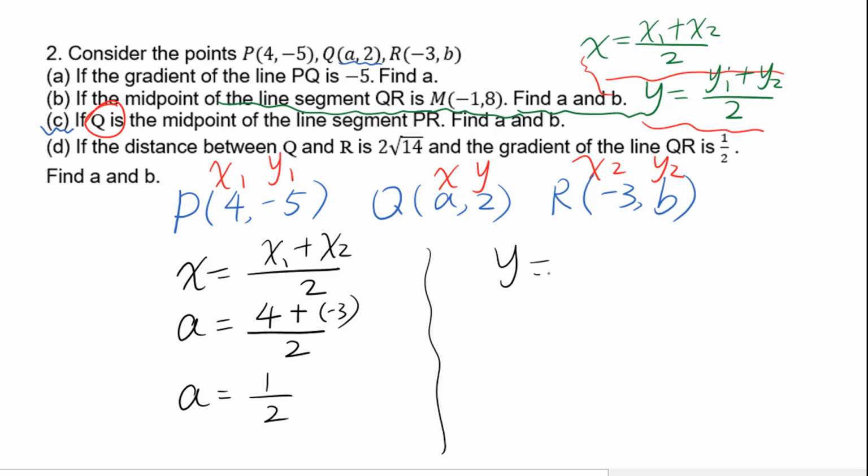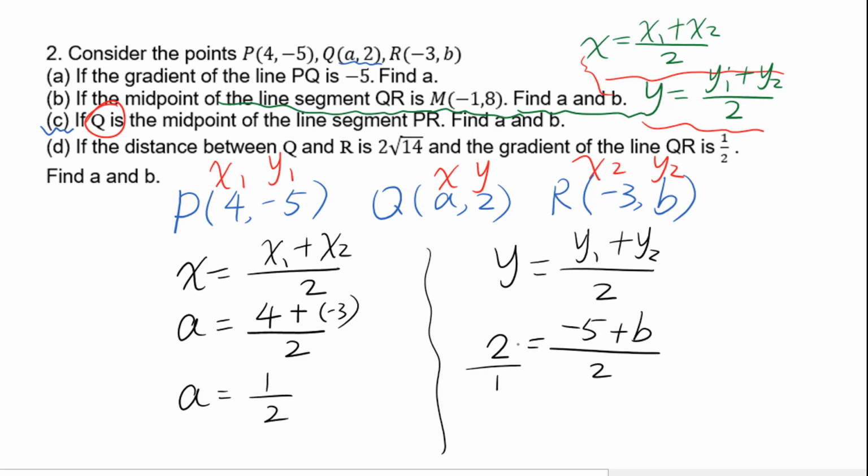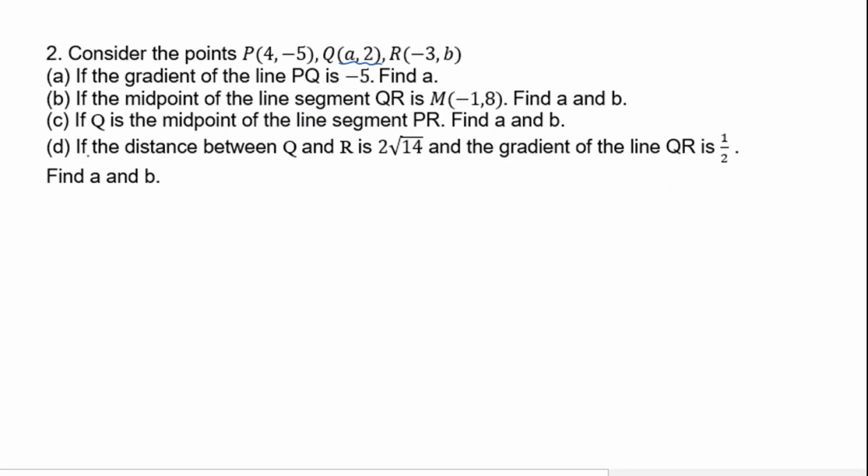For y equals y1 plus y2 over 2, we plug in: you have 2 equals y1 is negative 5 plus b, over 2. Cross multiply. 2 times 2 is 4 equals 1 times (negative 5 plus b), which is negative 5 plus b. Then cross the river, change the sign. b equals 9.